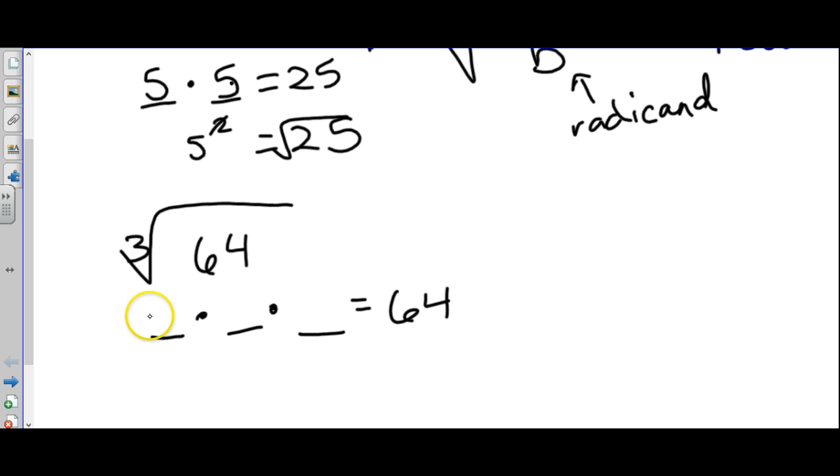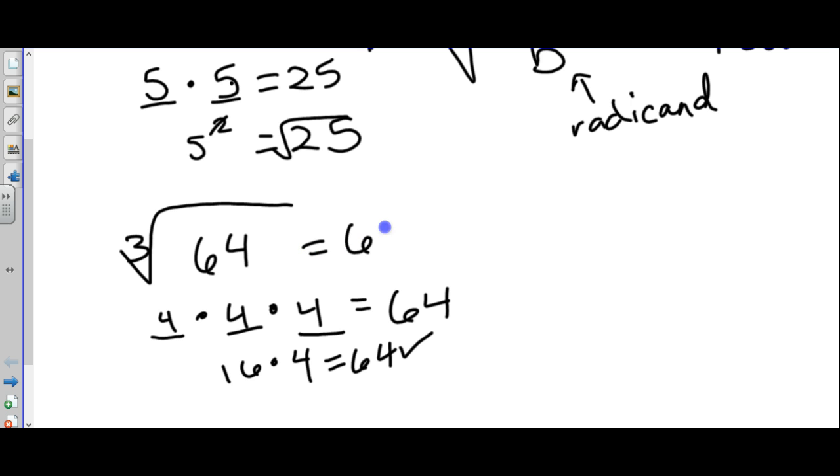Well, we can just start at 2 and keep going. 2 times 2 times 2. Well, 2 times 2 is 4. 4 times 2 is 8. That's not 64. It didn't work out. So let's go back. What about 3 times 3 times 3? 3 times 3 is 9. Times 3 again is 27. That didn't work. Let's try the next one. 4 times 4 times 4. 4 times 4 is 16. Times 4 again is 64. That works out. Sorry, I wrote the wrong thing there. The cube root of 64 is 4.